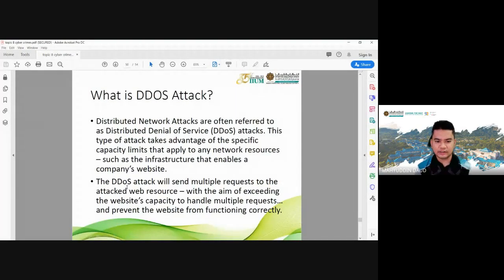This is basically an attack whereby it takes advantage of a specific capacity limit. Kadang-kadang macam certain network tu, at one particular time, it can cater to 100 users only. So let's say you are accessing the IIUM network, you are using your e-learning, kan? At that particular time, the network can cater up to 100 users. Suddenly there are 1,000 users using it at one time. So because of that, the network will have some kind of problems to perform as it should. That is the ordinary situation.